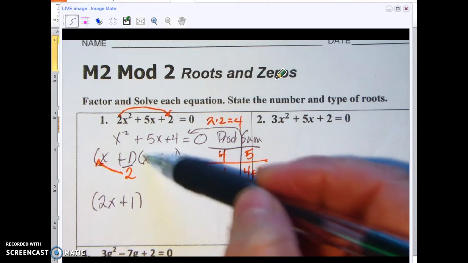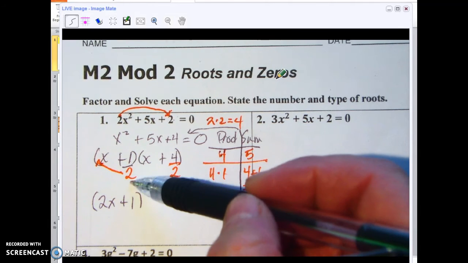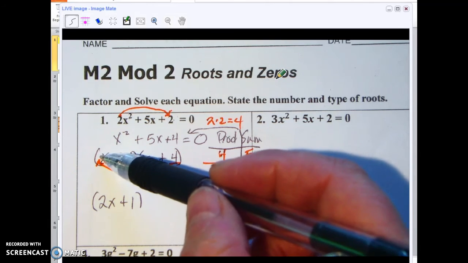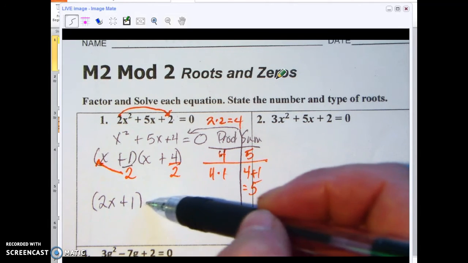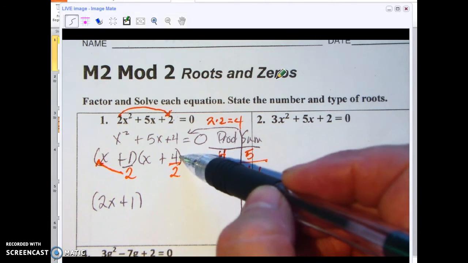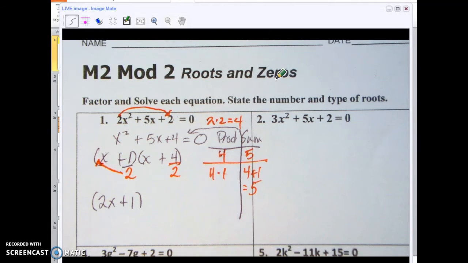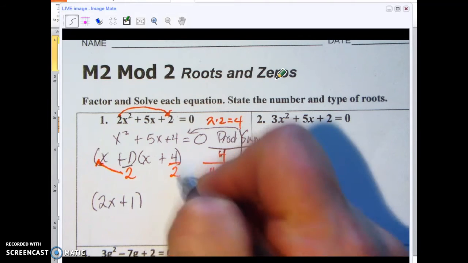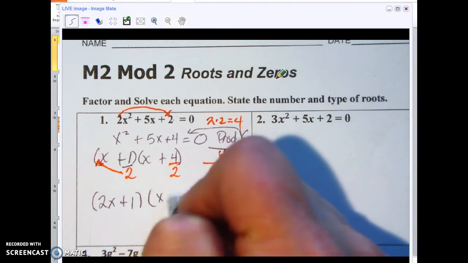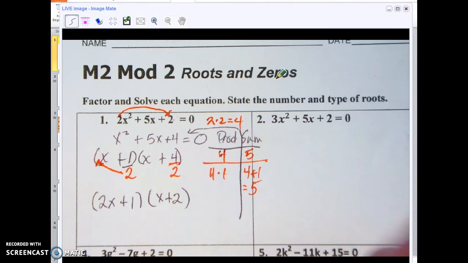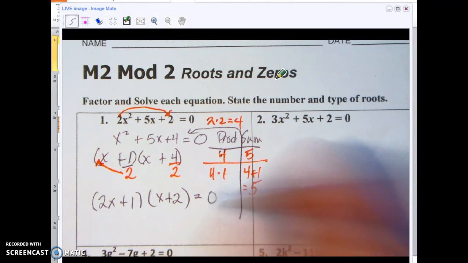Okay, do you see what happened there? It was x plus 1/2, but I bring the 2 over here: 2x plus 1. Now on this one, what is 4 divided by 2? 2. So I just write this as x plus 2. And again, it equals 0.